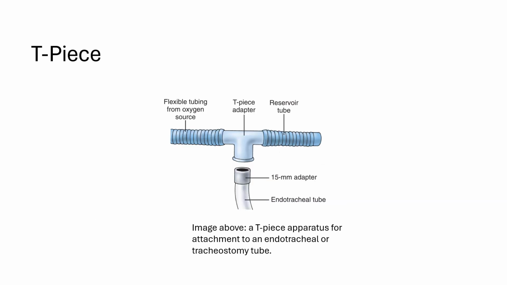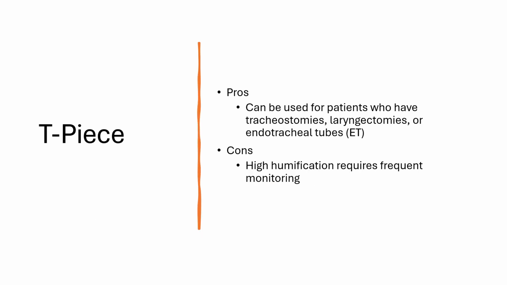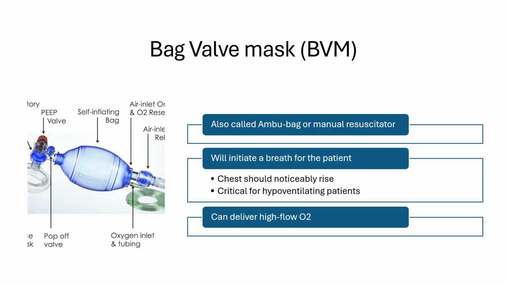And there's that picture of that T-piece. It can be used with patients with those very specific things like your tracheostomies, anything of that nature. Cons: high humidification. Requires a bag valve mask, also called an ambu bag, for manual resuscitation. Will initiate a breath for the patient. Chest should noticeably rise, critical for hypoventilating patients, and can deliver high flow oxygen.